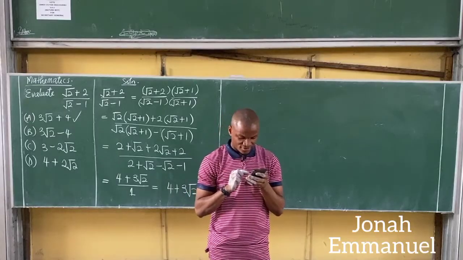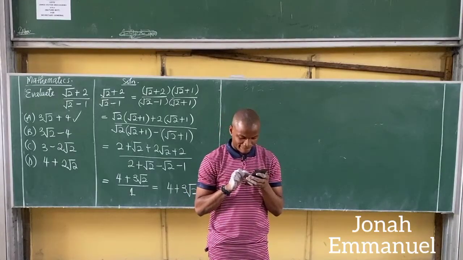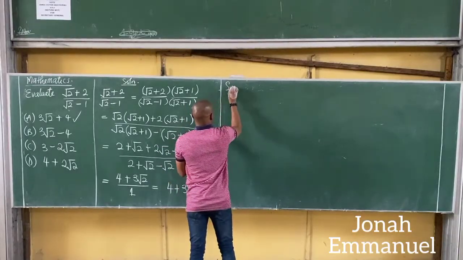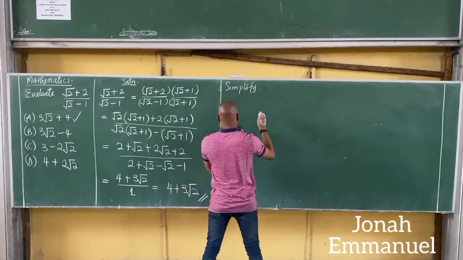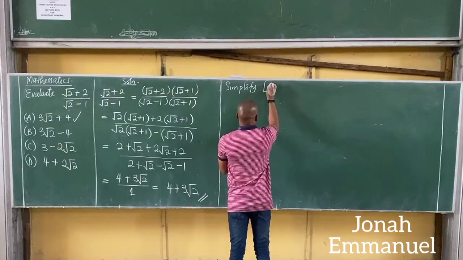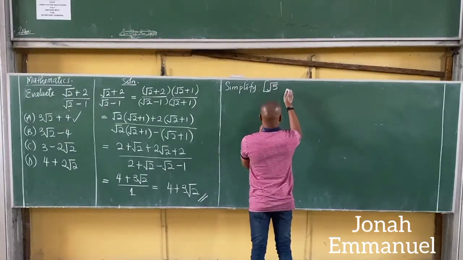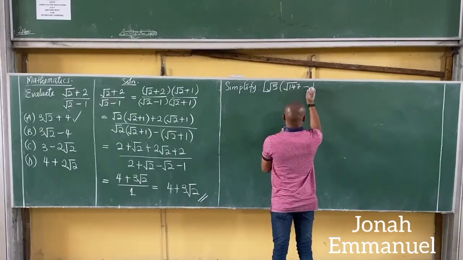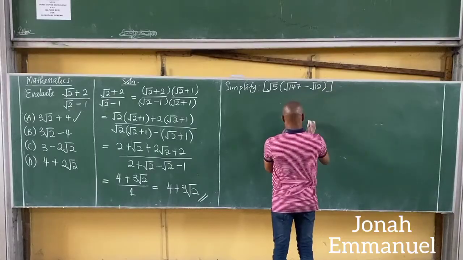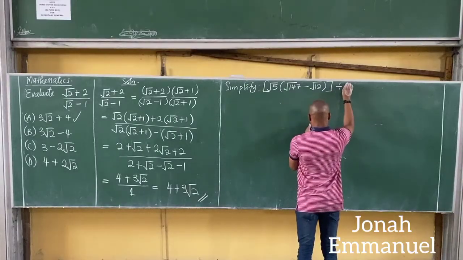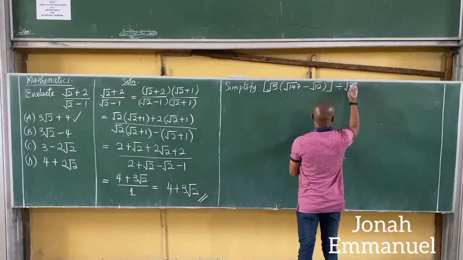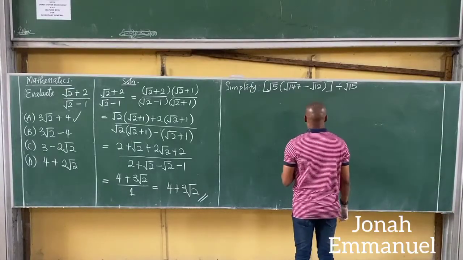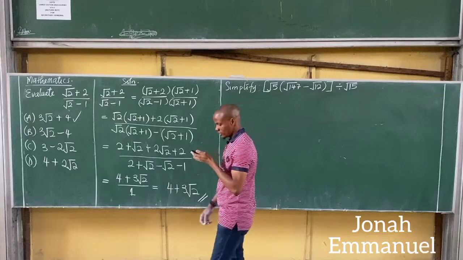I'm not saying it's hard, but let's try this. Say, simplify root 5 into (root 147 minus root 12), this divided by root 15.